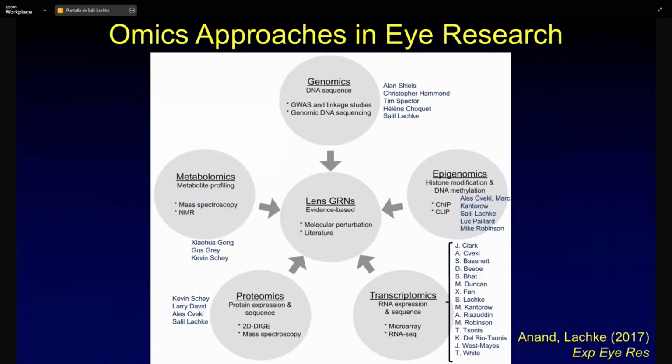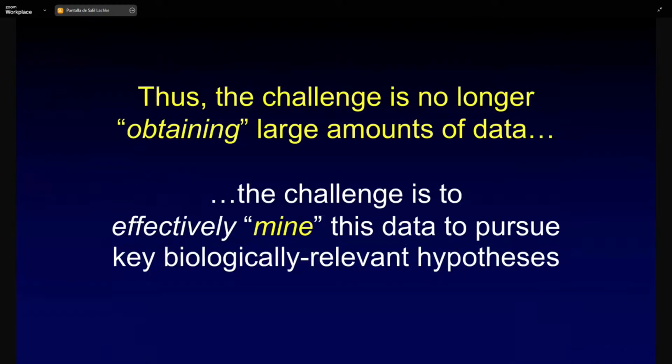Okay, so of course, omics research is exploding right now. We have, of course, GWAS, genomics. We have proteomics, metabolomics, epigenomics, and transcriptomics. But all of this really informs us that it's no longer that hard to obtain large amounts of data. And the key part is to be able to effectively mine this data to perceive key biologically relevant hypotheses that are going to get us the new genes and the new pathways to be able to understand disease mechanisms well.